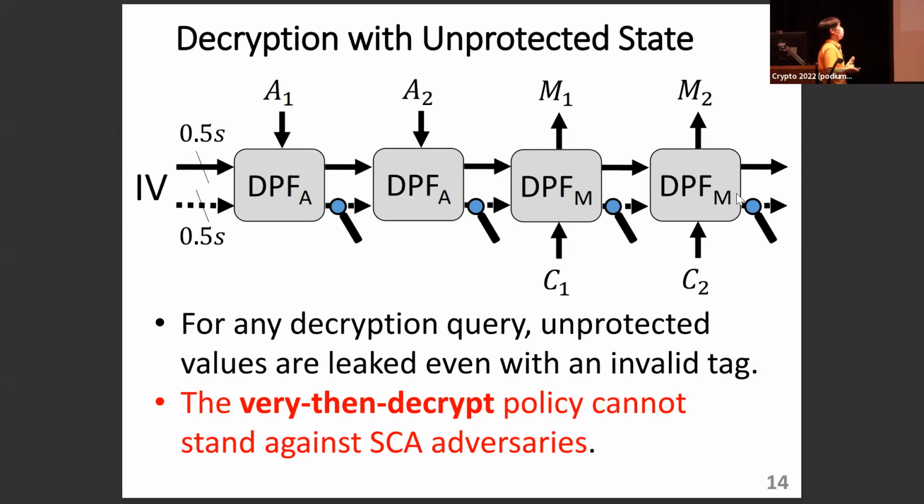Usually, if the tag verification fails, then the scheme doesn't leak any information. But if the state is unprotected, and if you can probe the wire, then the side channel adversary can know the value of the state. So more intuitively, the verify-then-decrypt approach can't apply to the side channel adversary with unprotected state. This is the reason the situation is very different from the standard nonce-based AEAD.